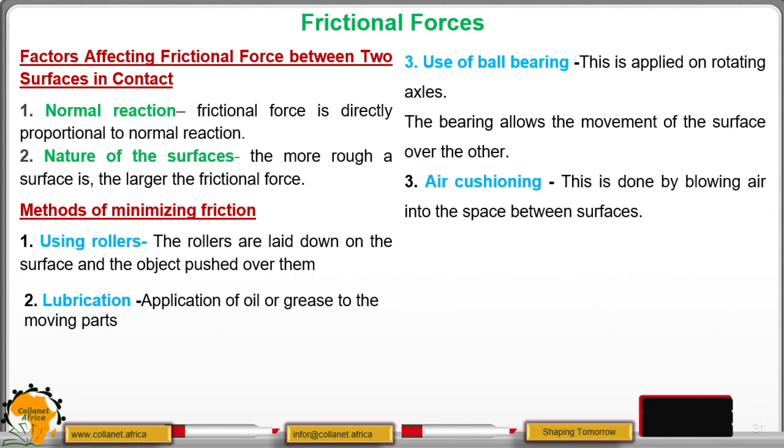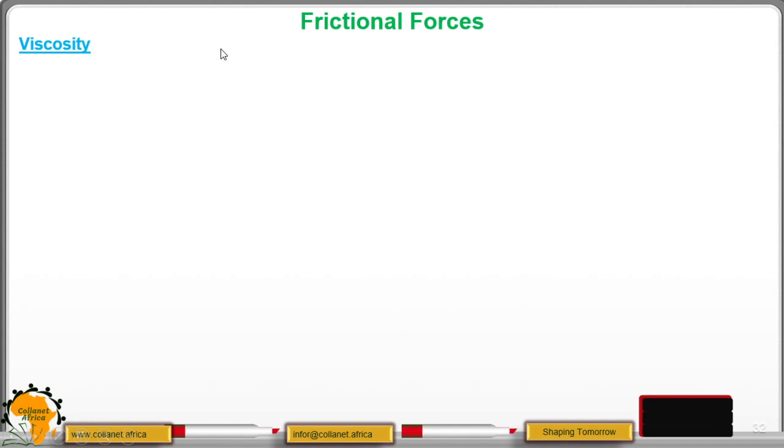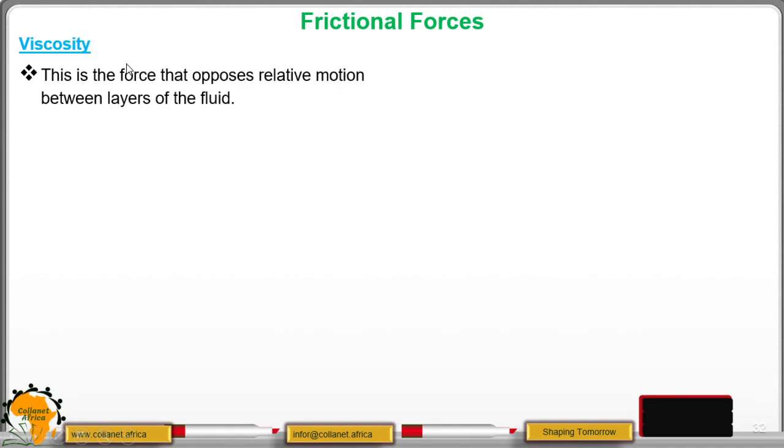Then we have the air cushioning. This is where the air is blown into the space between the two surfaces. This prevents, remember, air is a matter, and therefore it occupies some space. So this prevents the two surfaces from coming into contact, and that way the frictional force is reduced.